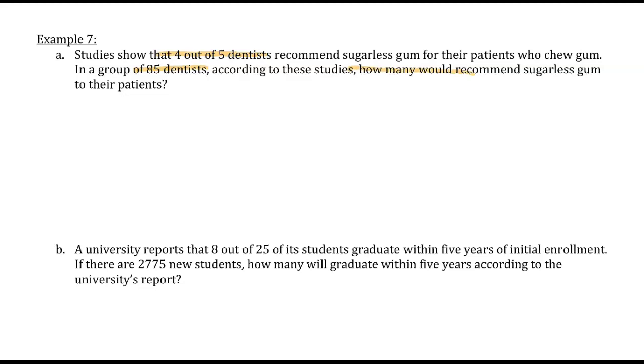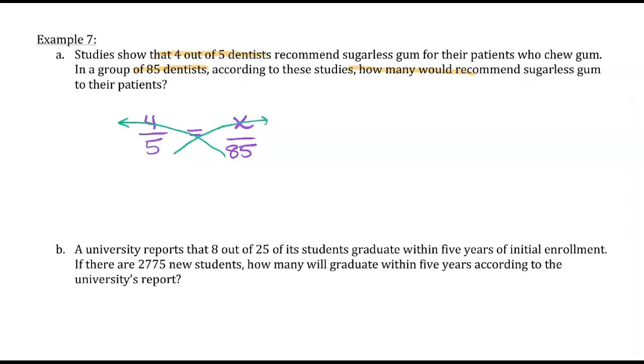Let's set up a proportion. In our first sentence, we're told that 4 out of 5 dentists recommend sugarless gum. The question is, how many out of 85 then would recommend sugarless gum? If 4 out of 5 dentists recommend it, how many would that be out of 85? Just by writing that down, we've really already created our proportion. Where I have the question mark, that's our unknown value. And these two ratios are equal to each other. Now we can cross multiply and solve for x.